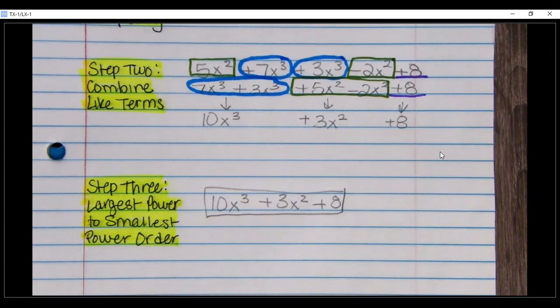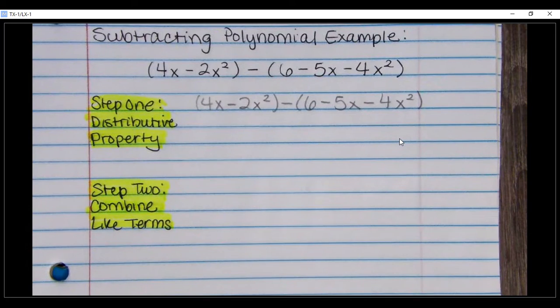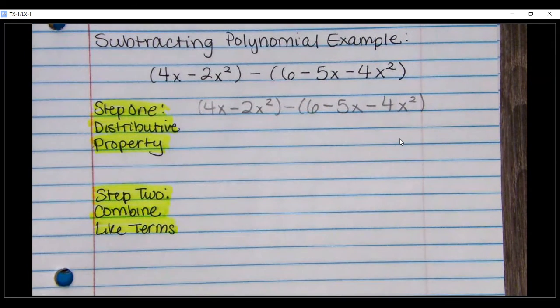Not too bad? I hope so. Let's take a look at some subtraction. Okay, subtracting polynomial example. We have 4x minus 2x squared, minus 6 minus 5x minus 4x squared.